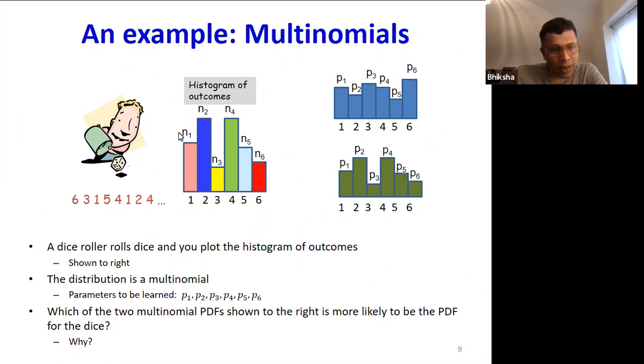Now, consider that a guy rolls a six-sided dice many times. So obviously the distribution is multinomial.